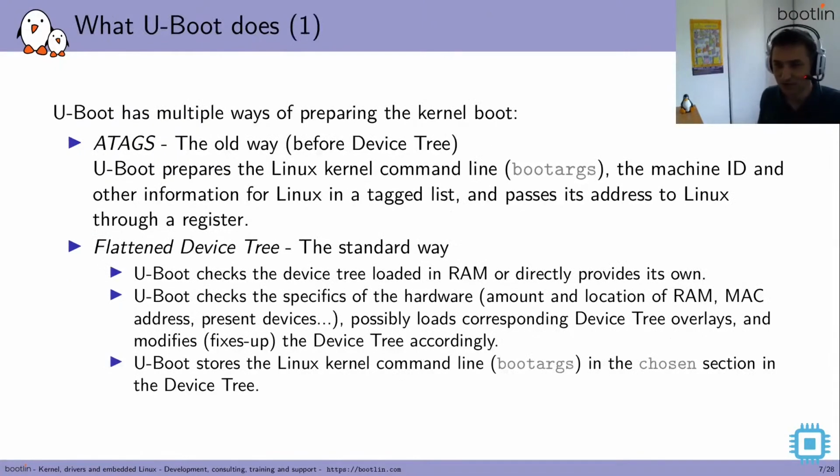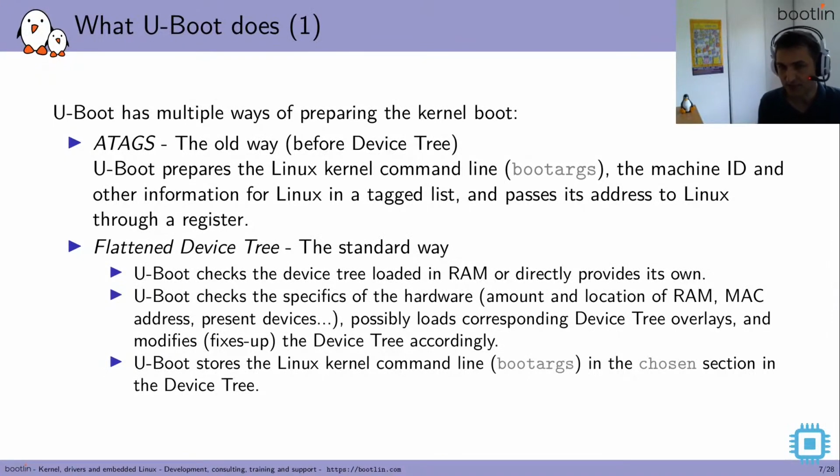The first thing to understand to replace U-Boot is how it prepares for the kernel to boot. The first way, the old way, is the ATAGS way. In this case, U-Boot prepares the Linux kernel command line, the bootargs environment variable, the machine ID and other information for Linux in a tagged list, and it passes the address of the tagged list to the Linux kernel through a register.